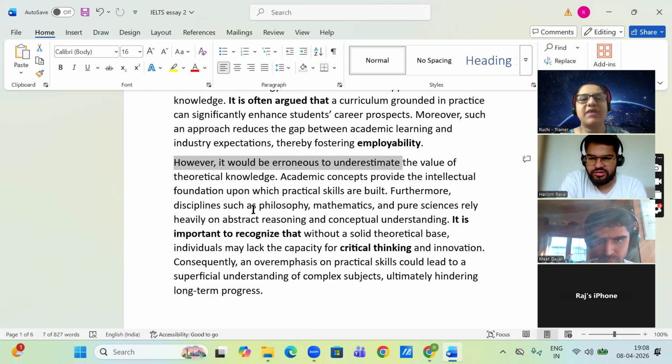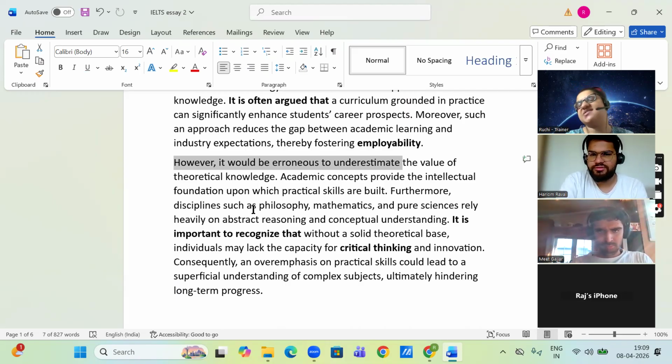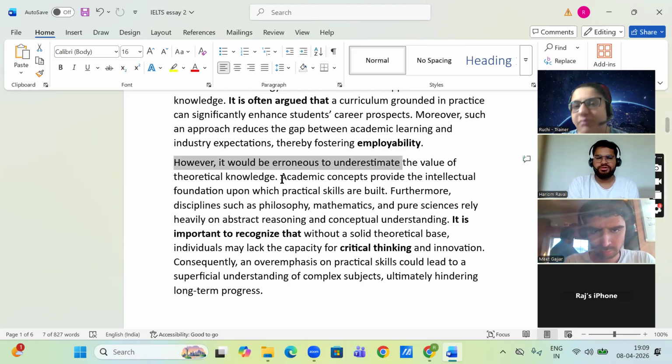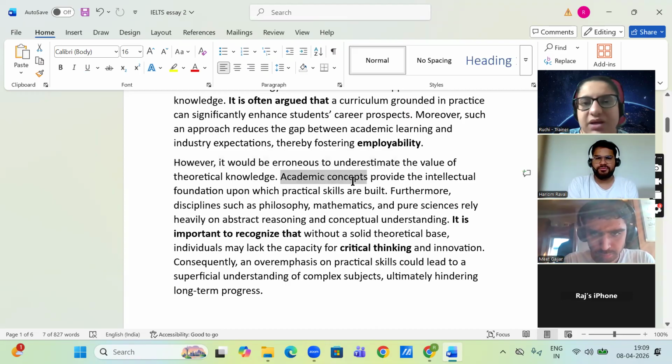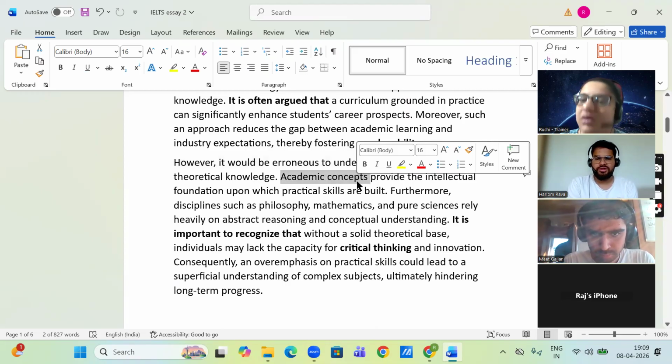Okay. However, it would be erroneous to underestimate the value of theoretical knowledge. Now, let's talk about why theoretical knowledge is so important. Okay? So, academic concepts. We should not keep repeating the same word, theoretical knowledge. So what did we write instead of theoretical knowledge? Academic concepts, bookish knowledge, what we learn from the books.